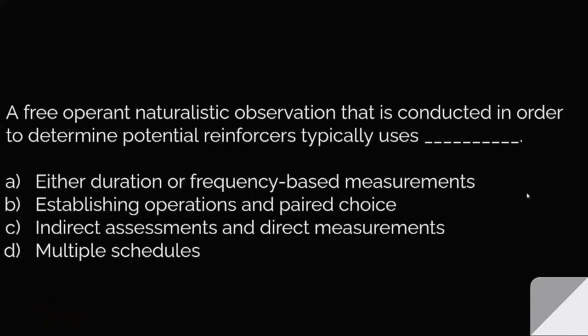A free operant naturalistic observation that is conducted in order to determine potential reinforcers typically uses A, either duration or frequency-based measurements, B, establishing operations and paired choice, C, indirect assessments and direct assessments, or D, multiple schedules.